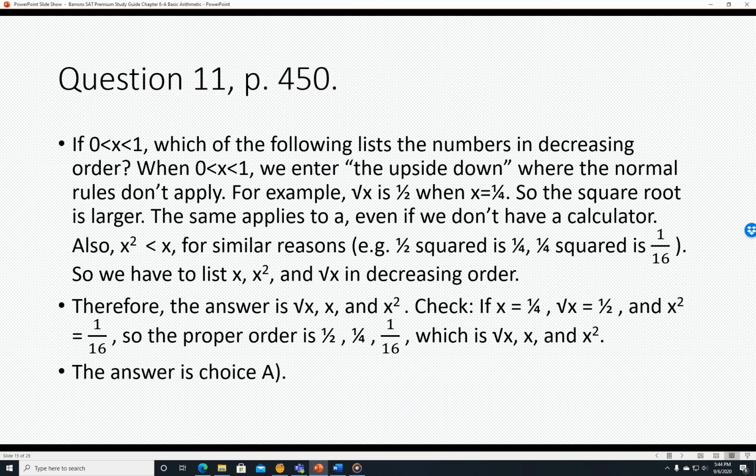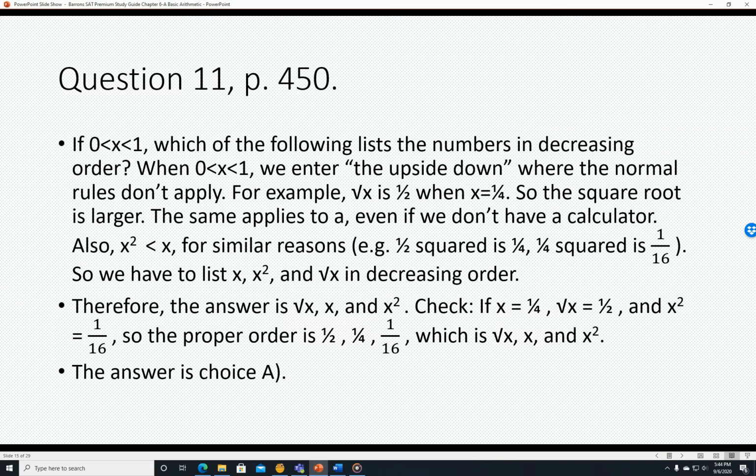Question 11, page 450. If 0 is less than x, which is less than 1, which of the following lists the numbers in decreasing order? Well, when 0 is less than x is less than 1, you have some sort of positive fraction between 0 and 1. And here's where we enter the upside down, like Stranger Things, where normal rules don't apply.